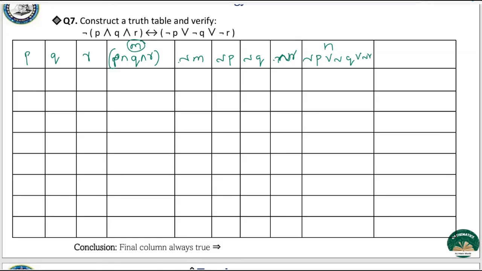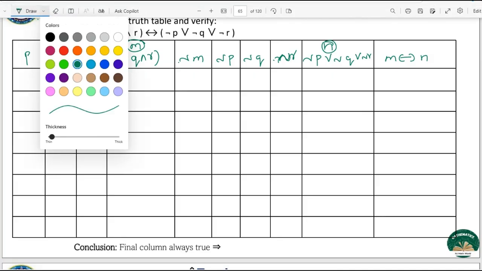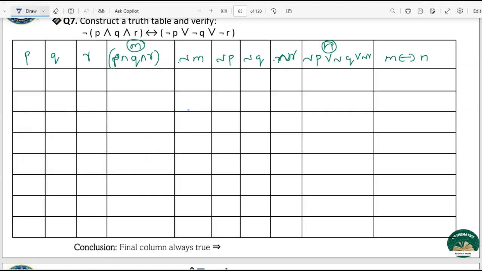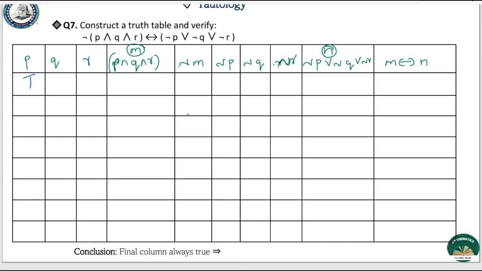Now for M and N, we have double implication. I'll write M double implication N. Now let us solve this. By solving we get T T T T T F F F F.